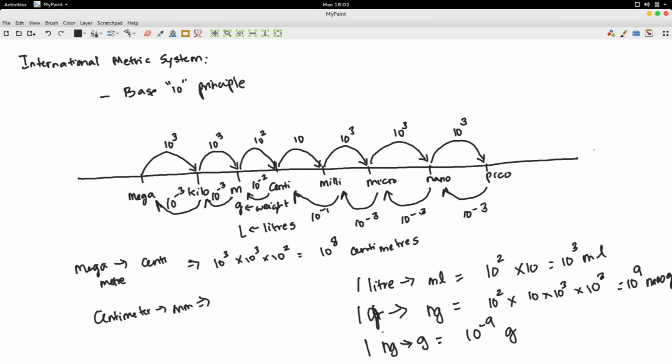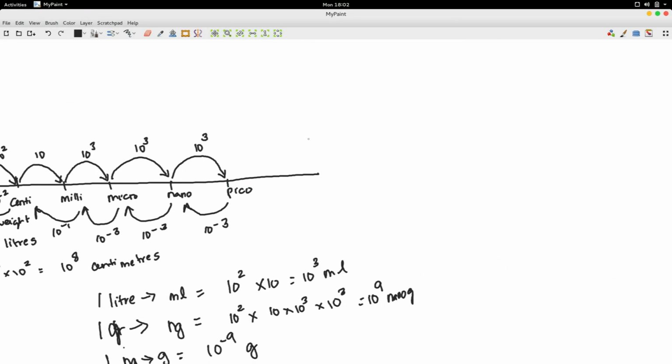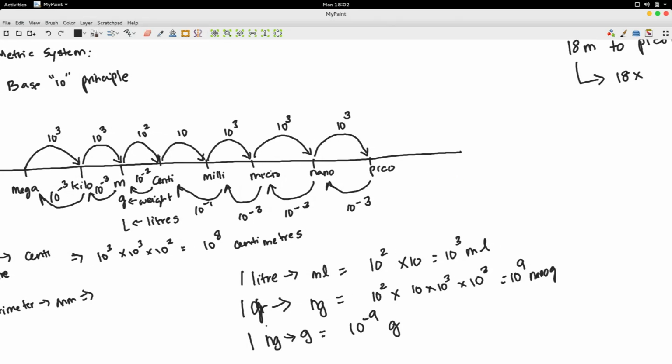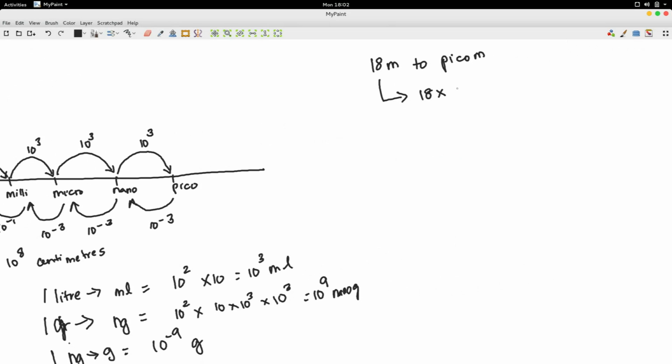So another short example would be, suppose I want to convert 18 meters to picometers. So this is 18 times. I start at meters. From meters I'm going in this direction, so 10 raised 2 times 10 times 10 raised 3 times 10 raised 3. That'll be 10 raised 12.